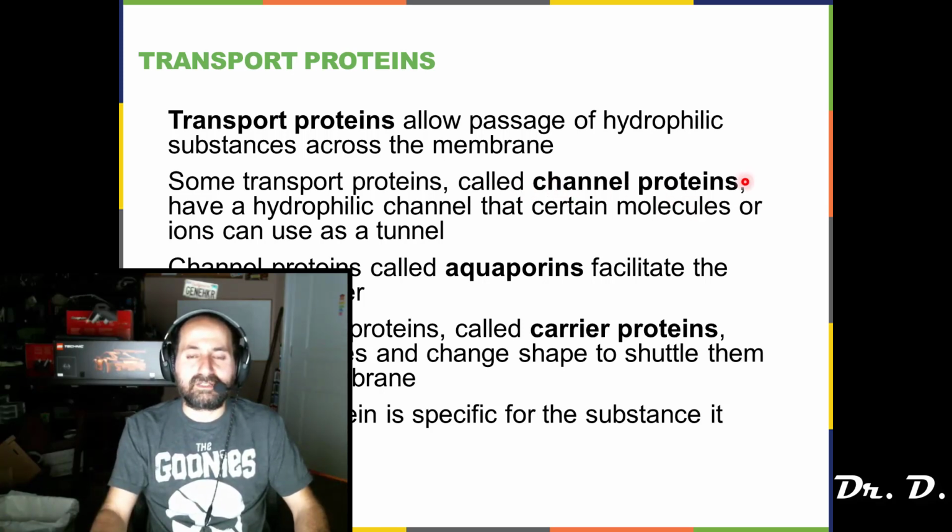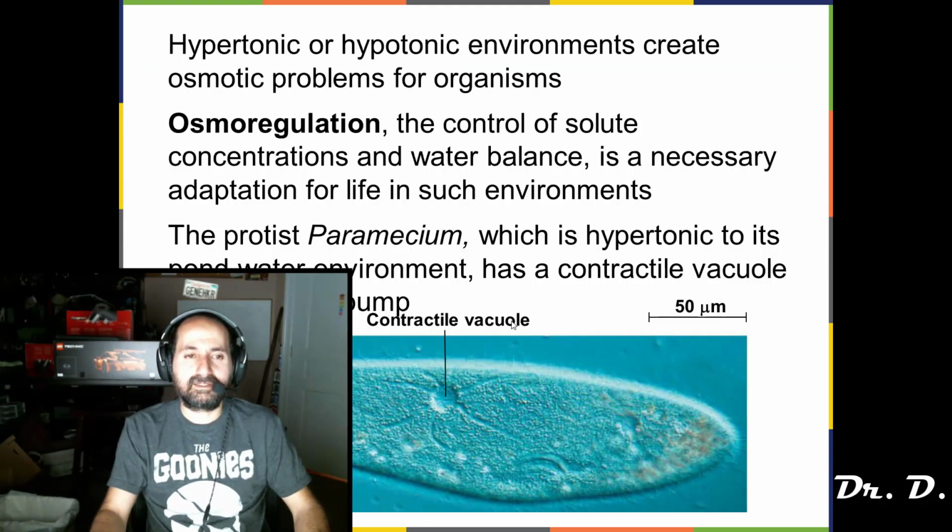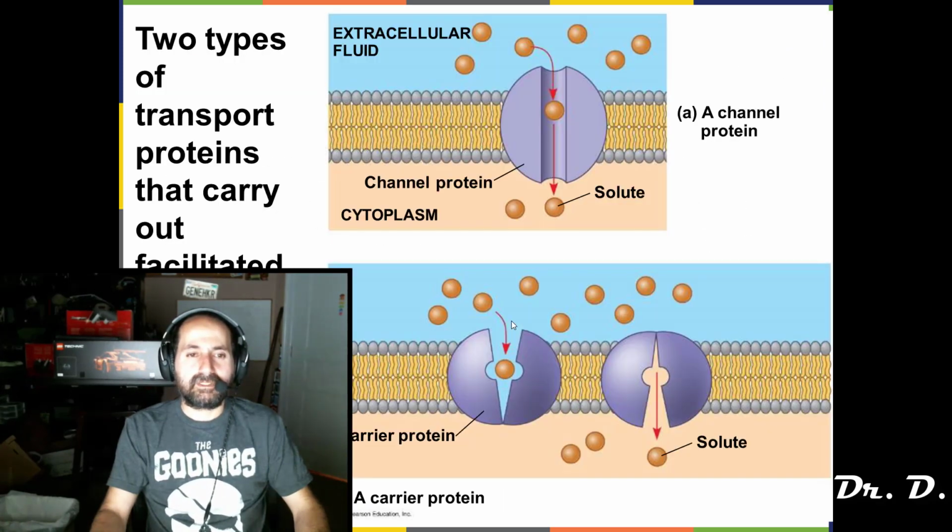Some of them are called channel proteins, and the channel protein that allows water to cross is called an aquaporin. Some of them are called carrier proteins, and these allow things to cross. So what's the difference? Let me show you the difference real quick. Okay, channel proteins are transporters, and carrier proteins are transporters. But what's the difference? Look, at the top you have a channel protein.